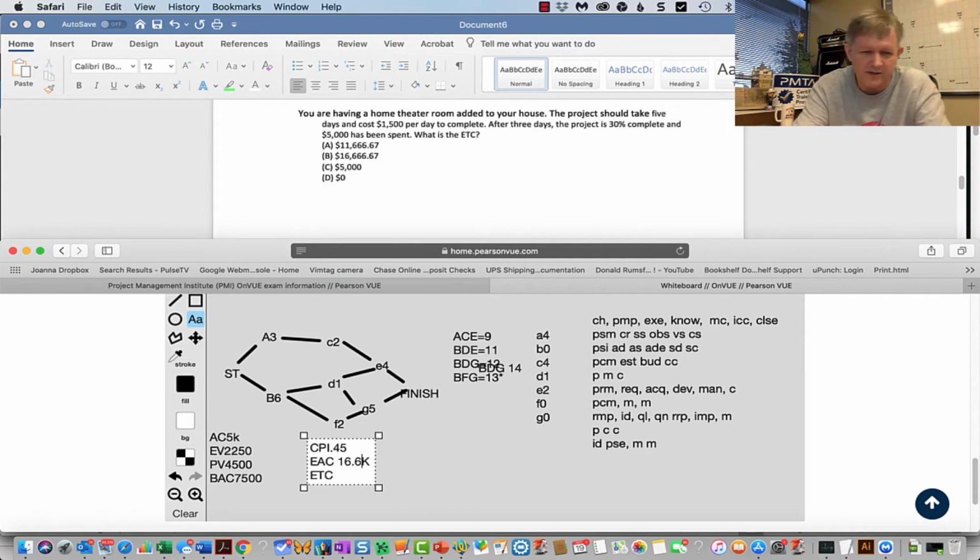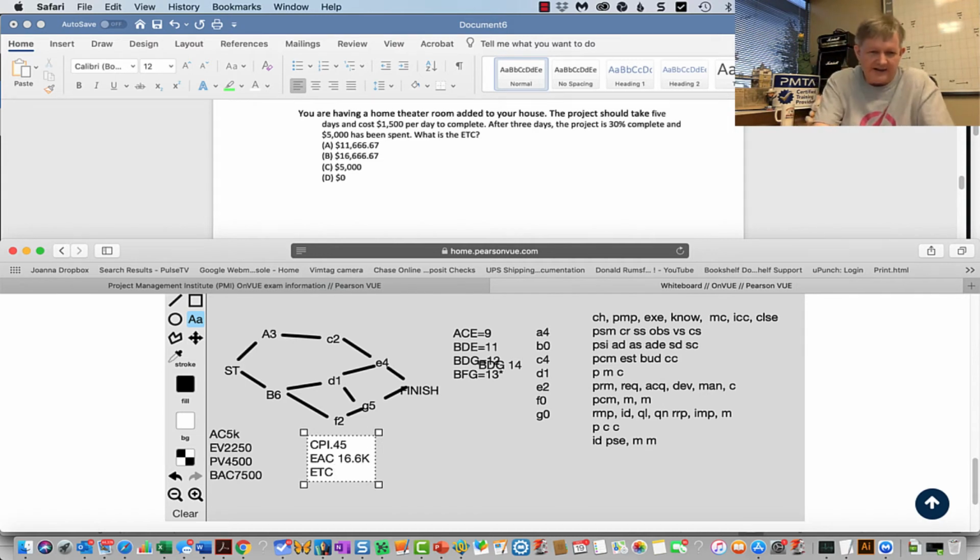Now that said, I'm just going to put 16.6K for our purposes here. And I can subtract what I've actually spent so far, which is 5,000. So 16.6K minus 5,000 gets me about 11.6K, or 11.6 thousand. There is my answer. Now, that's still a lot of space.